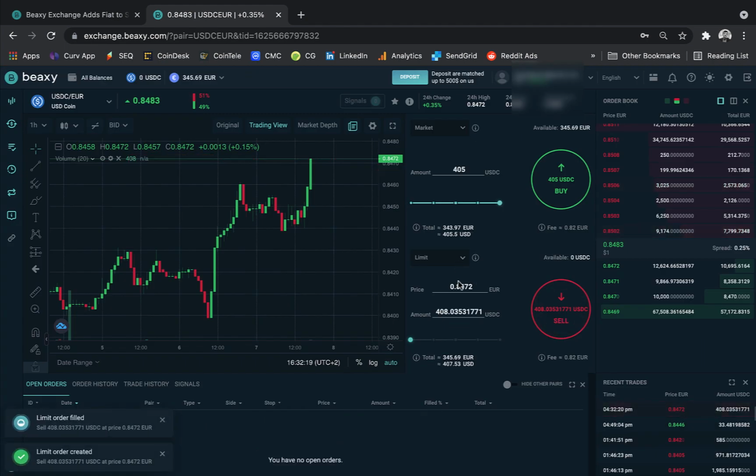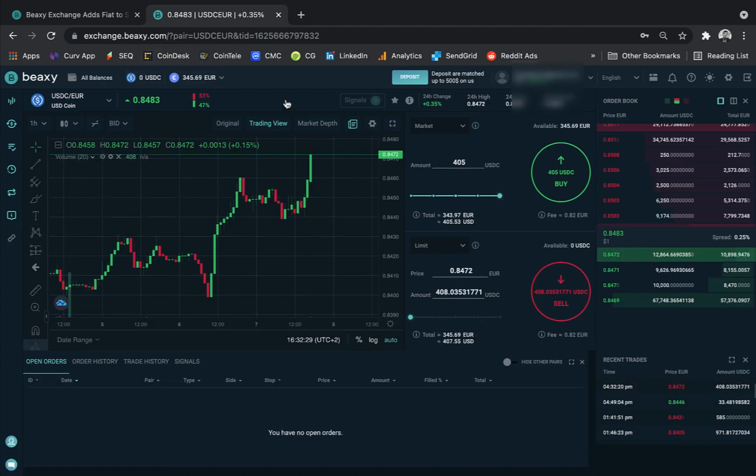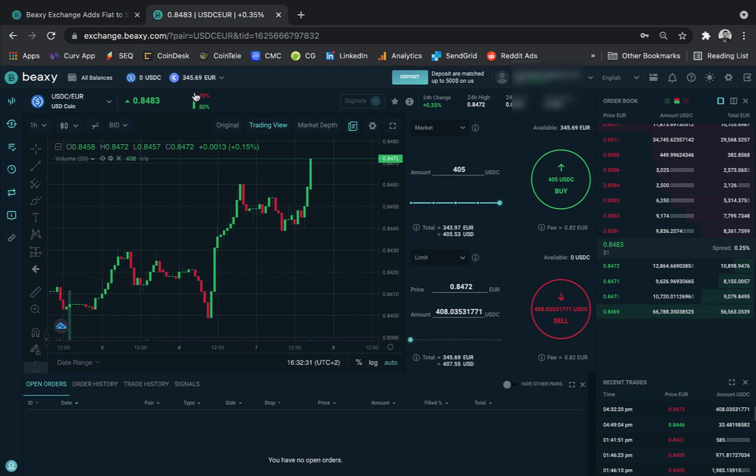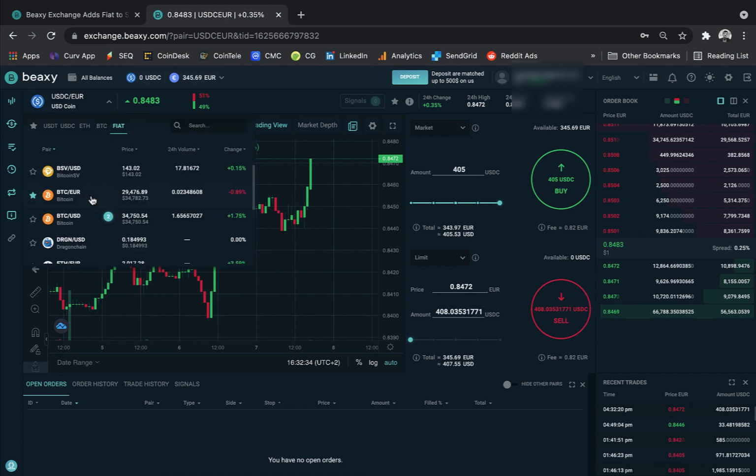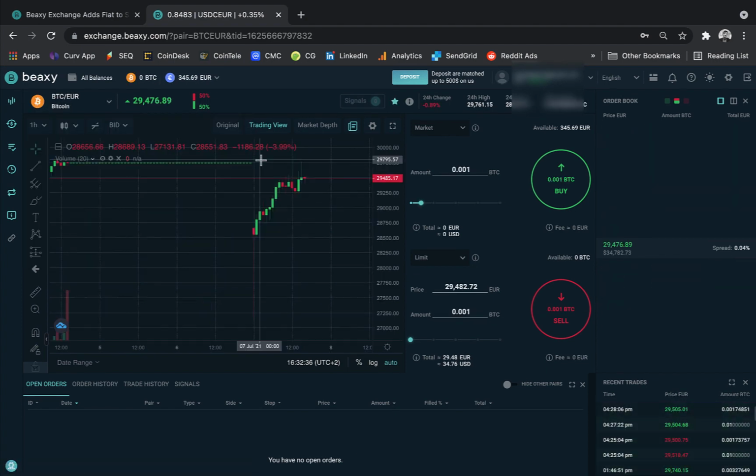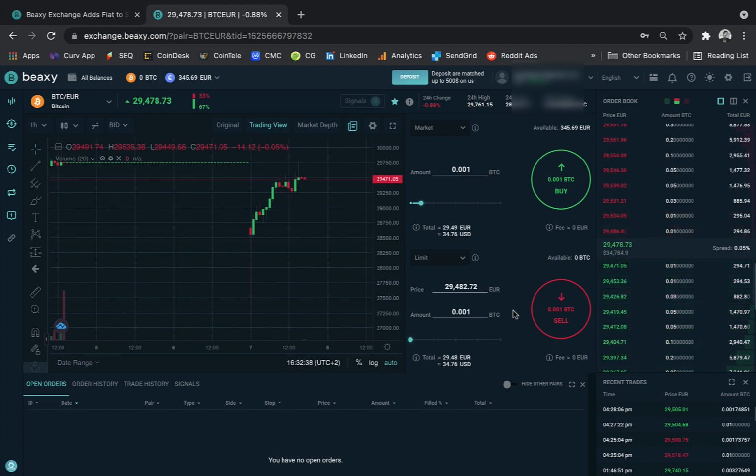So now I've sold all of my USDC into euros. You'll notice euros are worth a little more than dollars. Not to be alarmed. Unfortunately, benefiting from that exchange rate is difficult if you're on the other side of the pond.